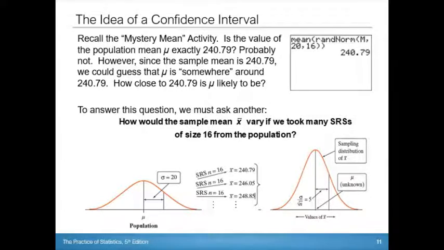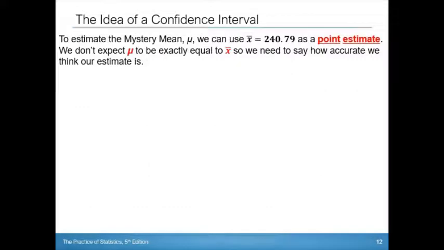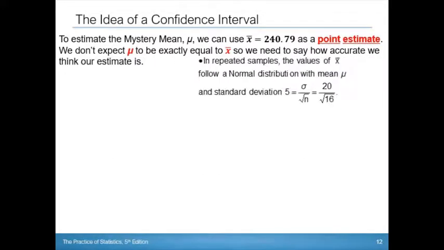Again, this is all very theoretical because we only get one sample. Last chapter, we talked a lot about making many samples, or we did computer simulations. Here, we really are getting into the nitty-gritty of it. We only have one sample. All right, so to estimate that mystery mean, we're going to use the X bar, like we saw a couple slides ago, the 240.79, as a point estimate. So we have already established that, but how wide should our confidence interval be?